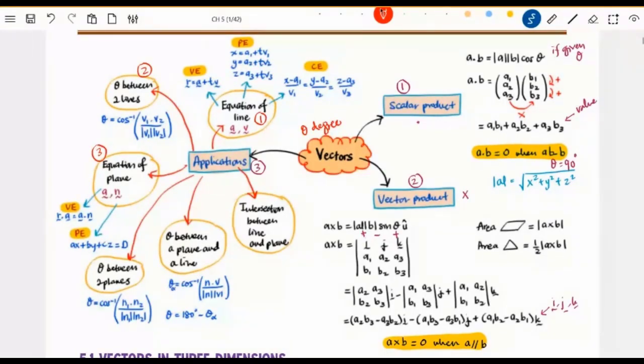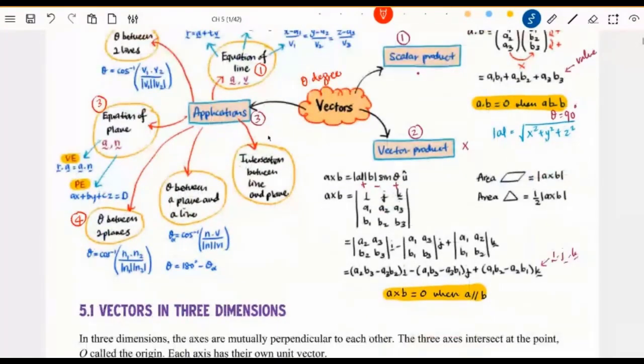Okay, and then the fourth one adalah angle between two planes. So formula yang sama untuk cari angle, tetapi we need N1 and N2. So N1 adalah normal vector untuk plane 1, N2 adalah normal vector untuk plane 2. Okay, so sama juga angle mesti in term of degree.